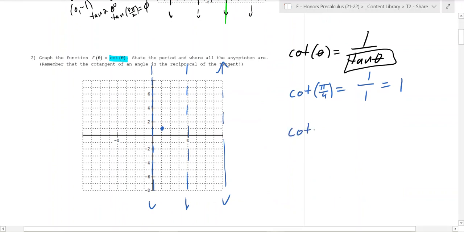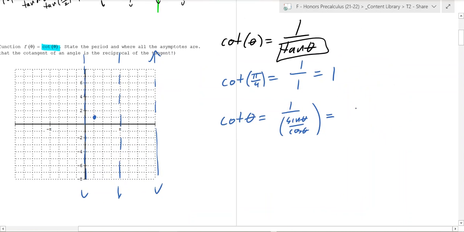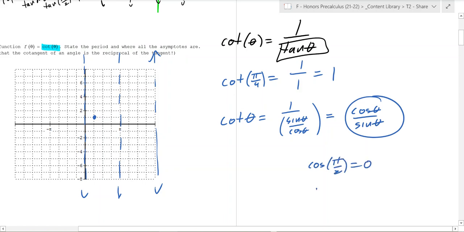Cotangent again, I can do this out. Cotangent of theta is 1 over tangent, which is sine theta over cosine of theta. When you divide by a fraction, that's the same thing as multiplying by the reciprocal, so you end up with cosine theta over sine of theta. So you know that this is going to cross whenever cosine is 0. Whenever cosine is 0, that fraction will be 0. Well, cosine of pi over 2 equals 0, and cosine of 3 pi over 2 is 0. So we know it's going to cross here, and we know it's going to cross here, and we also know because it's every pi, it's going to do that as well.